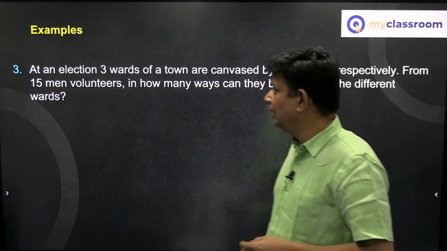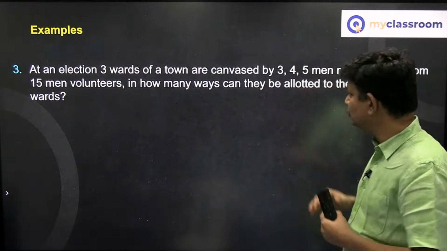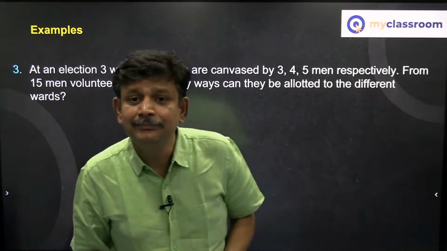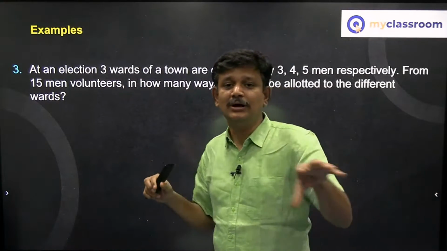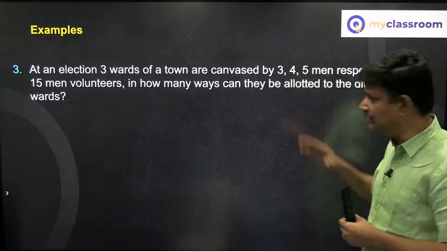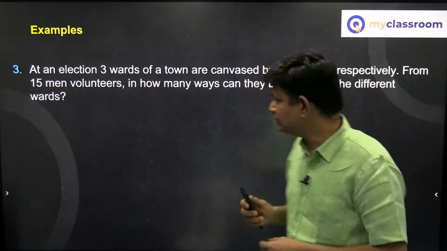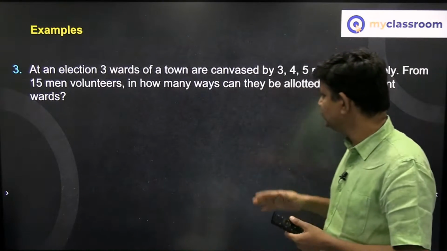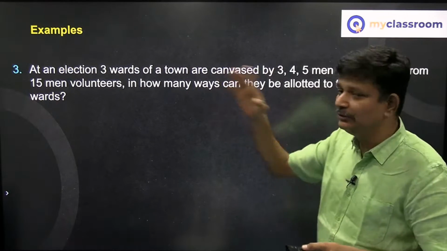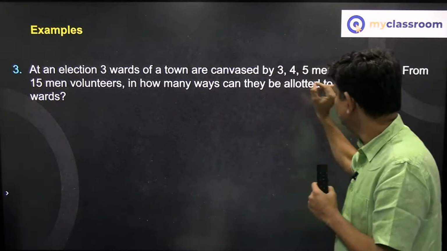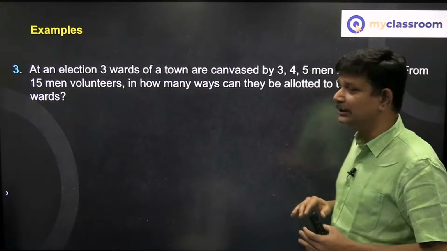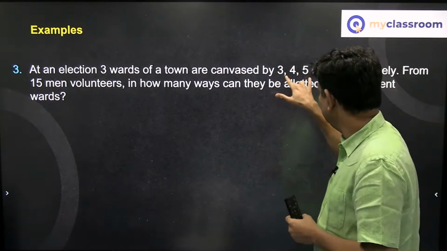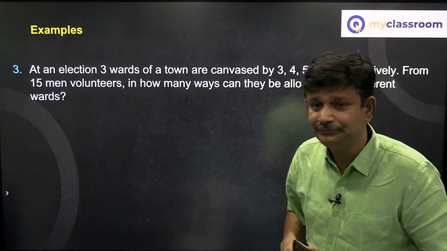Next example, at an election, 3 wards of a town are canvassed by 3, 4, 5 men respectively. There are 3 wards in the election, and each ward is canvassed by how many? First one by 3, second one by 4, third one by 5 men respectively. So from 15 volunteers, how many volunteers you have in total? 15 volunteers. How many ways can they be allotted to different wards? So this is a little simple question where you have to be careful. It is not simply 15 factorial by 3, 4, 5 factorials. Here, the sum of 3, 4, 5 is what?